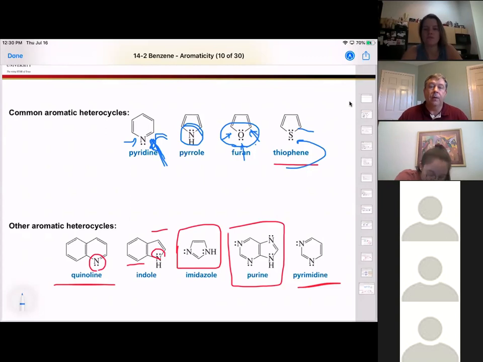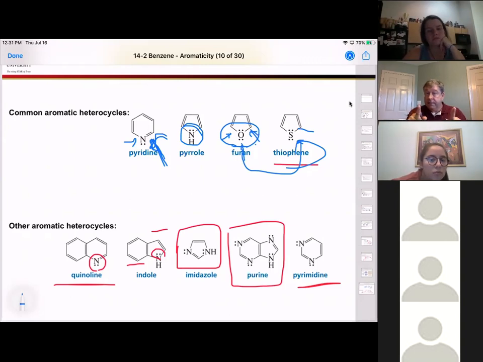So if you see a double bond to nitrogen, then that means the lone pair is in the hybridized orbital. If you don't see a double bond on nitrogen, that means the lone pair is in the p orbital. And in the case of the sulfur and the oxygen, one pair is in the hybridized orbital, one pair is not in the hybridized orbital.